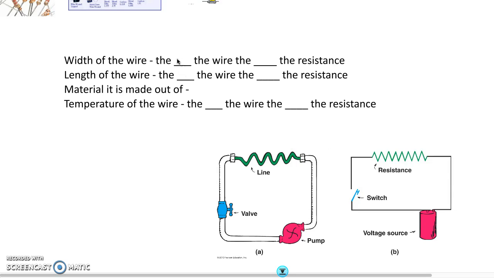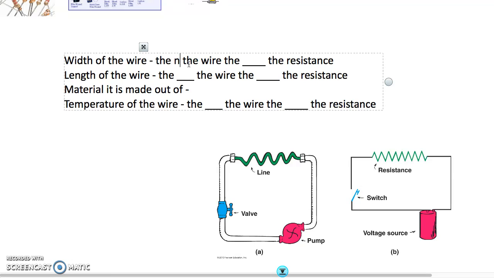Now, let's look at some of the ways it affects it. First of all, the width of the wire. Okay, and this is kind of like thinking about a river. If you have a wide river versus a narrow river, which lets more water go through? Well, the answer is a wider river. The wider the river, the easier it is for water to flow through it. The narrower it is, the skinnier it is, the harder it is. So there's a higher resistance.